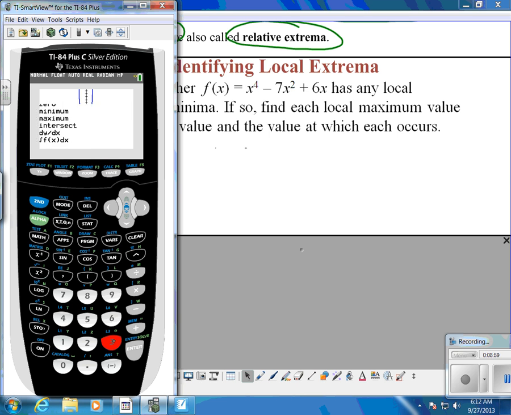So I press number 3. That was minimum, I think. Left bound, I can pick something. Okay. Left bound, so I think that -5 is to the left of the minimum. And then -0.5 looks like it's to the right, but not past the next one. And then you get to guess. I'll guess -2. Oh, close. It was real close. -2.856, and so on, is the x value, and then -24.85 is the y value.